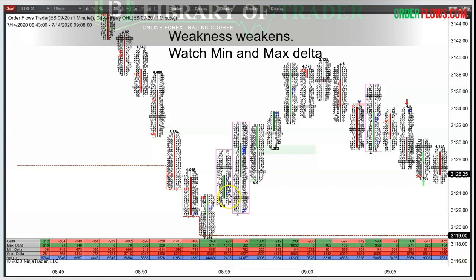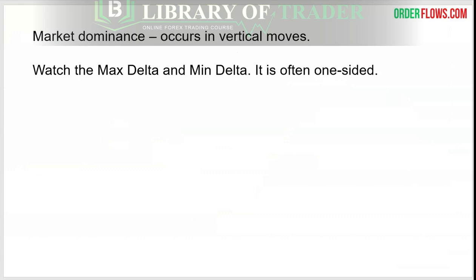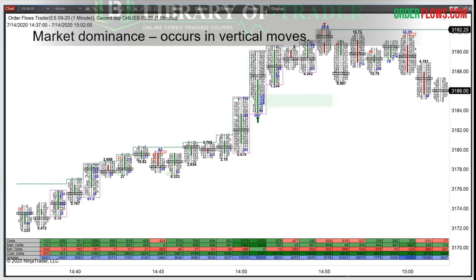What do you think is going to happen? Well, what is happening? Buyers are coming into the market, moving the market higher. A quick 10 to 15 points there. Now, one way to think of it is market dominance. Max and min delta are going to be one-sided on a market that's dominant, and market dominance occurs in vertical moves. So, for example, here's this nice vertical move up, making new highs.